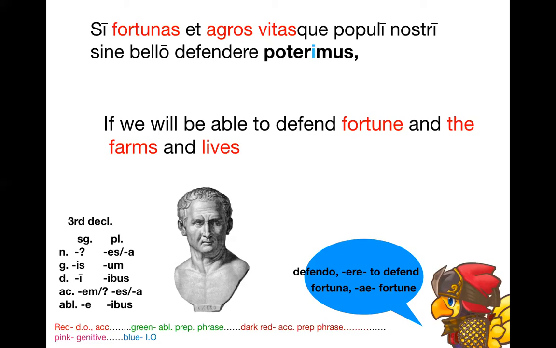Okay, if we will be able to defend fortunas in the farms and lives, populi nostri. What do we think populi nostri is? What case might populi nostri be? It wouldn't make sense for those long a's to be nominative plural. What else could they be in the second declension? So it'd be the lives in the fields and the fortunes of the people. Of the people, but what kind of people? Nostri, our people, right? Nostri means our.